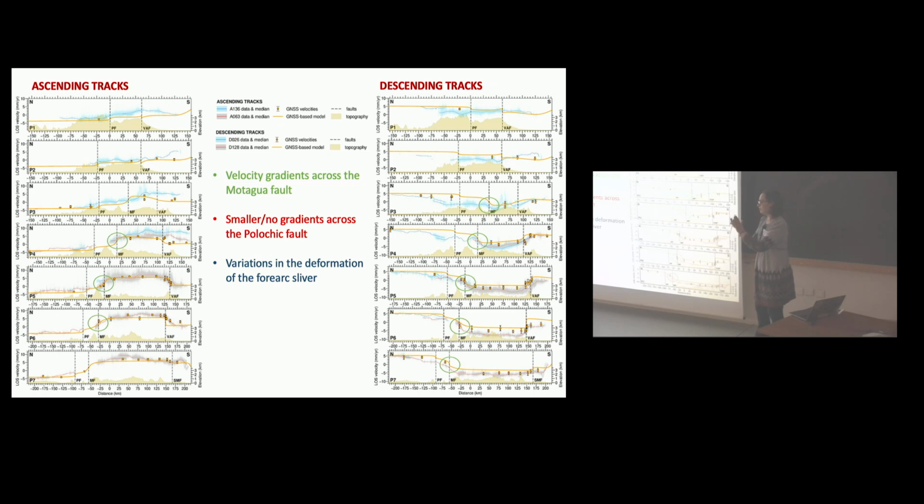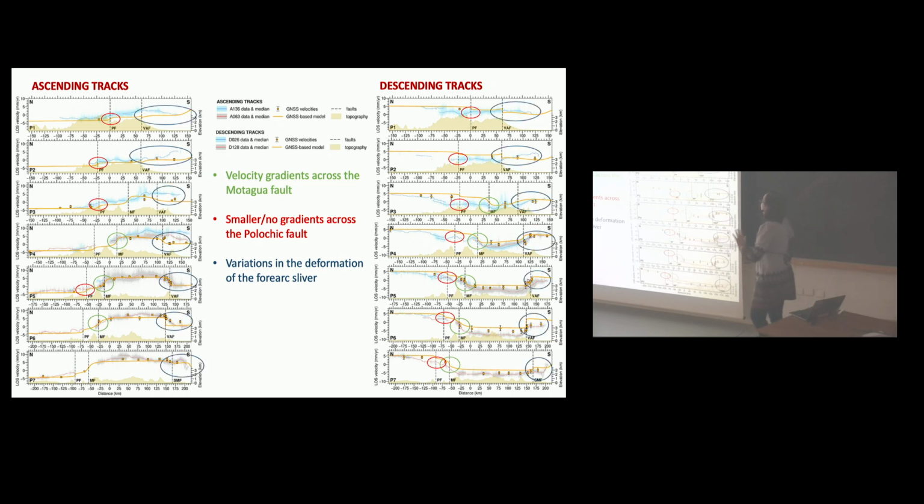Like it's a little bit shifted, but this is to be expected, and this will help us also to improve the models. We can also track the smaller or almost no gradients across the Polochik fault, and again, the fault might be, in some cases, a little bit shifted from where the model put it.